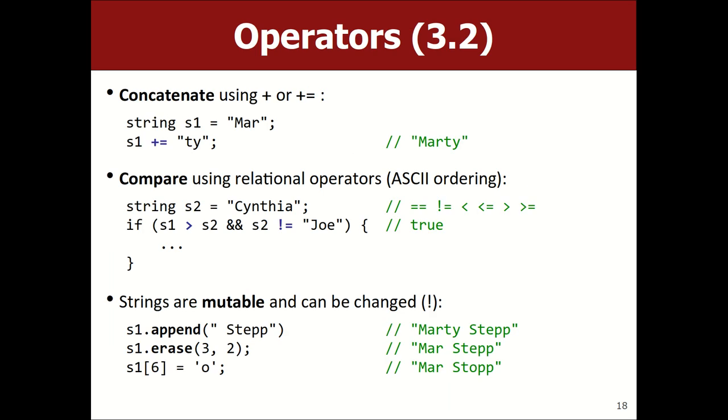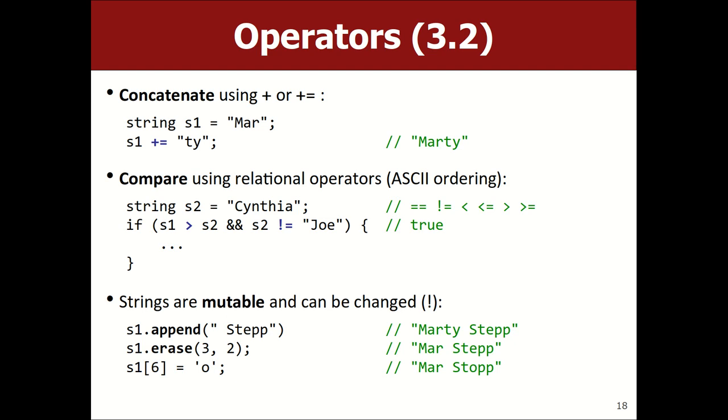There are various operations you can do on a string. You can concatenate strings with plus. So if I have string mar and I concatenate ty, I get Marty. That's cool. One thing you can do in C++ that you cannot do in Java is you can ask which string comes before or after the other one in alphabetical order. Or you can ask whether they are equal to each other by saying equals equals or not equals.